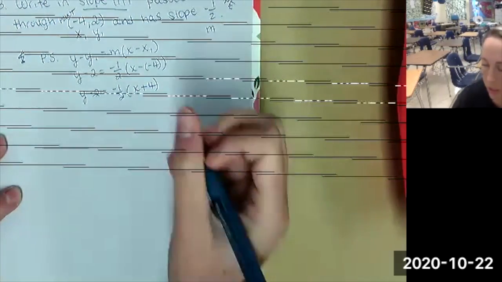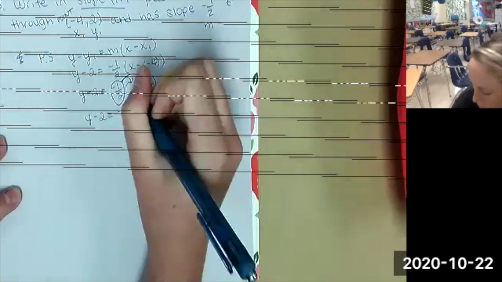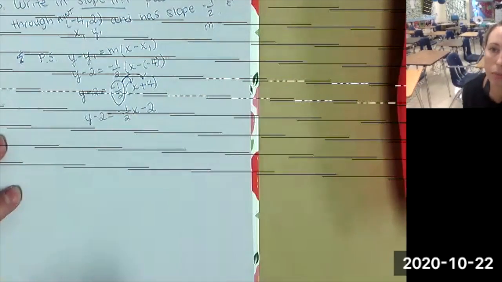Then we can distribute our -1/2. So remember, we distribute first. So that gives us y minus 2 equals -1/2 x, and then -1/2 times 4 is -2. And now we just need to get y by itself.